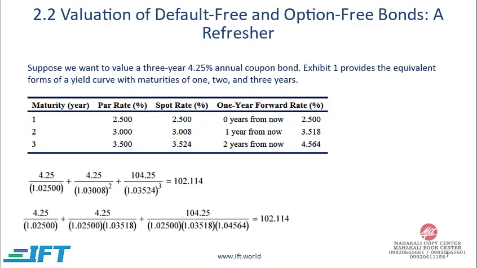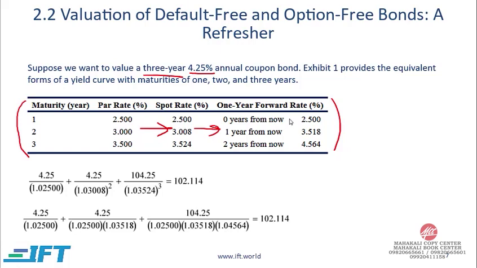A quick refresher on how to value an option-free bond, and this uses the following interest rates. We are considering a 3-year 4.25% annual coupon bond, and remember this because this type of bond and the interest rates that are shown over here will be used throughout the reading. We are given the par rates. From the par rates, as you have studied before, we can calculate spot rates. From the spot rates, we can calculate the various forward rates.